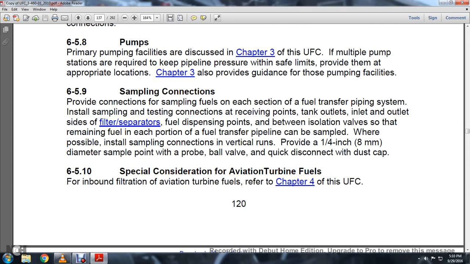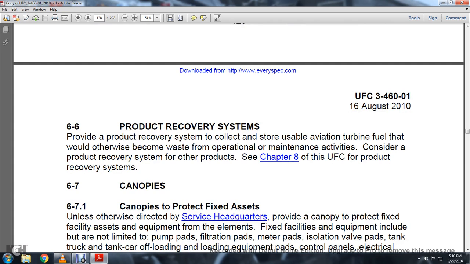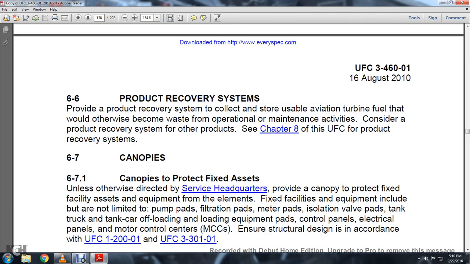6.5.10 Special considerations for aviation turbine fuels. For inbound filtration of aviation turbine fuels, refer to Chapter 4 of this UFC. 6.6 Product recovery system. Provide a product recovery system that collects and stores unusable aviation turbine fuel that would otherwise become waste from operational and maintenance activities. Consider a product recovery system over the other products. See Chapter 8 of the UFC for the product recovery system.